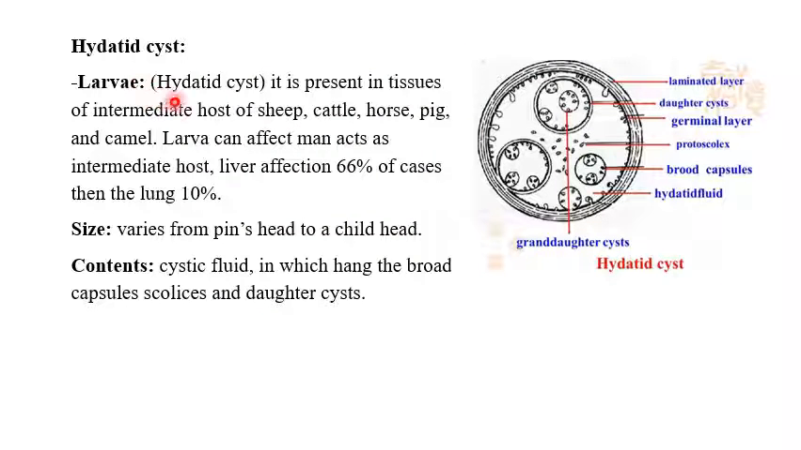Hydatid cyst larvae. Hydatid cyst is present in tissues of intermediate hosts such as sheep, cattle, horse, pigs, and camels, and even in humans. The larva can affect man, who acts as an intermediate host. Liver infection occurs in 66% of cases, then the lung 10%. Size varies from a pin's head to a child's head. Content: cystic fluid in which hang the brood capsules, scolices, and daughter cysts, as you see here.